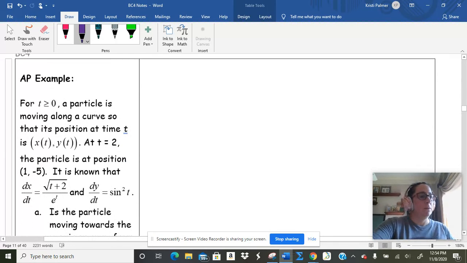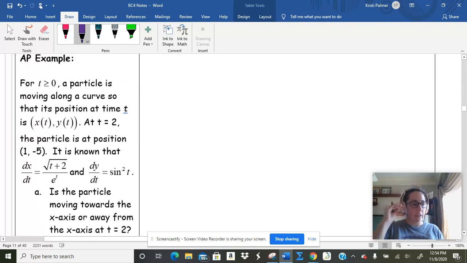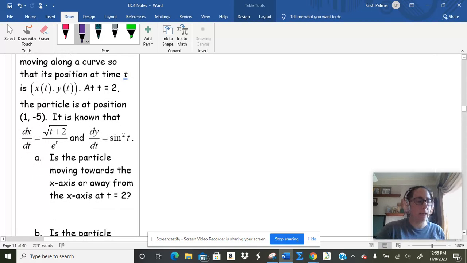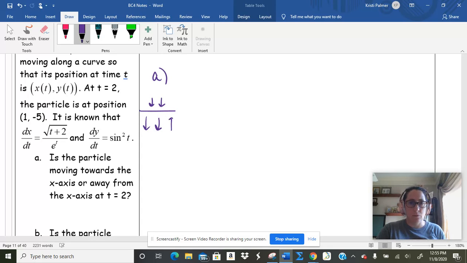Okay. So let's go do an AP example here. For t greater than 0, I have the position function. They gave me an initial point, so we've done this one actually before. So we have talked about that one, but now we kind of have some different questions we're going to ask. Part A wants to know, is the particle moving towards the x-axis or away from the x-axis at t equals 2.